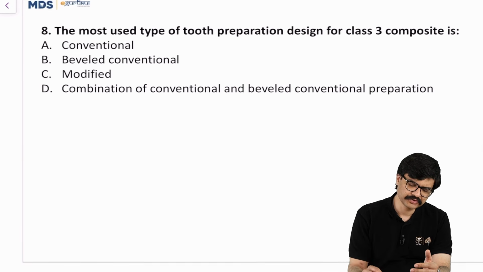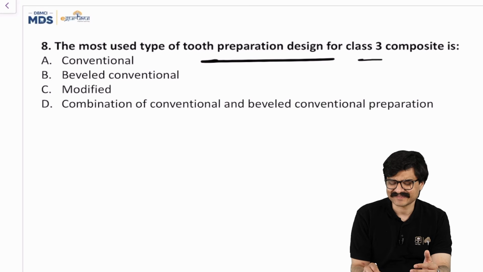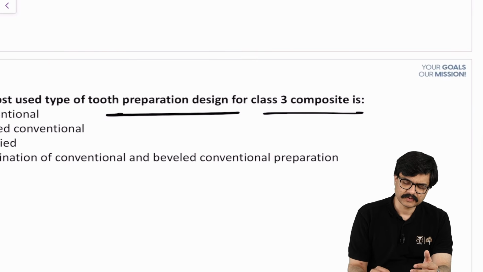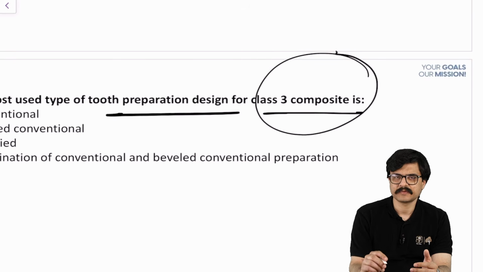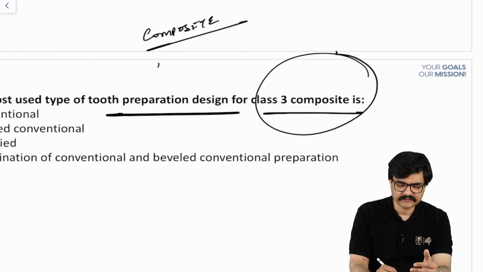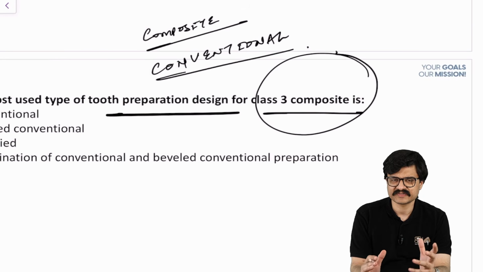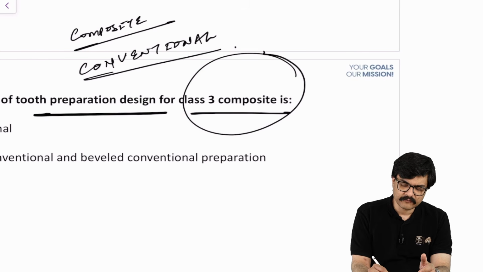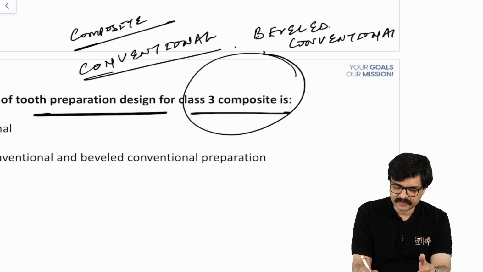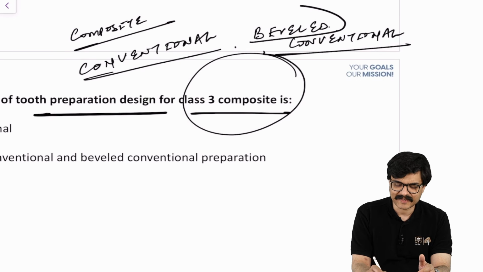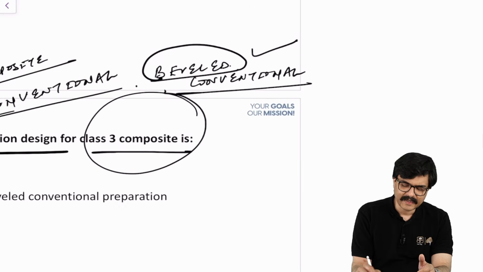Next question is the most used type of tooth preparation design for class 3 composite. If you again remember my videos on operative dentistry, for any composite restoration, you have 3 designs. Yes, you have conventional. We have a conventional box type design, okay, which is basically a box type which is similar to amalgam. Then we have a beveled conventional. This is again a box type design, but when the cavity prep is on the crown surface, so you have enamel margins, you can bevel them, okay? And then you have the modified prep.